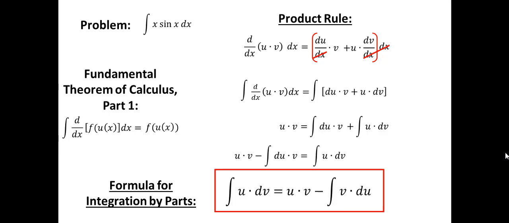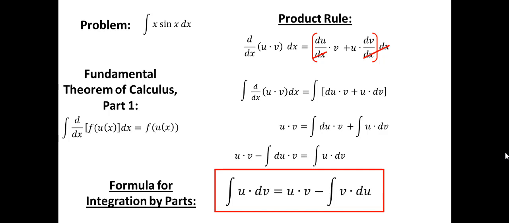Hopefully, if you can understand the product rule, you're going to appreciate this much more, and you'll have a really clear understanding of where it comes from. But this is definitely something that you're going to want to memorize. The U substitution formula is not quite as important because you don't really use that formula, but this, you will use, the integration by parts formula. You have to basically plug right into this formula.